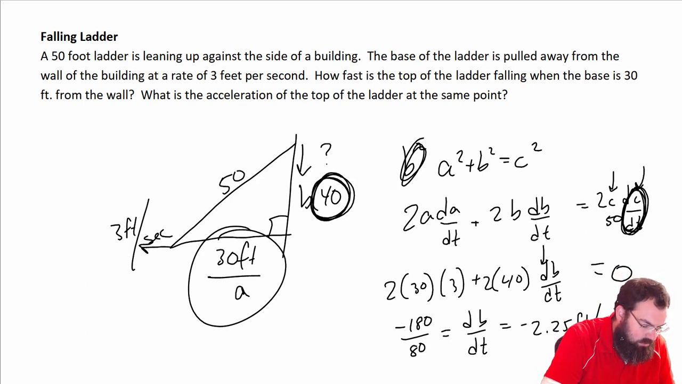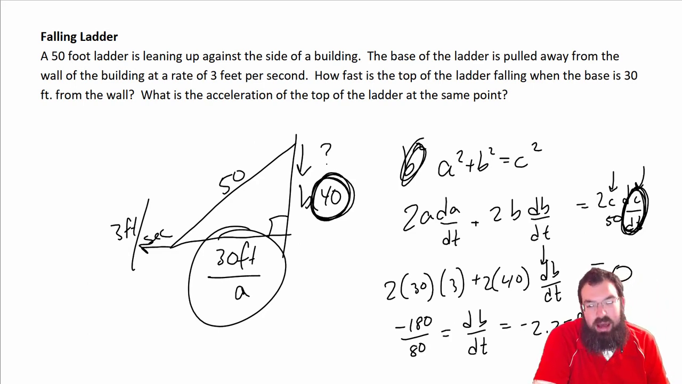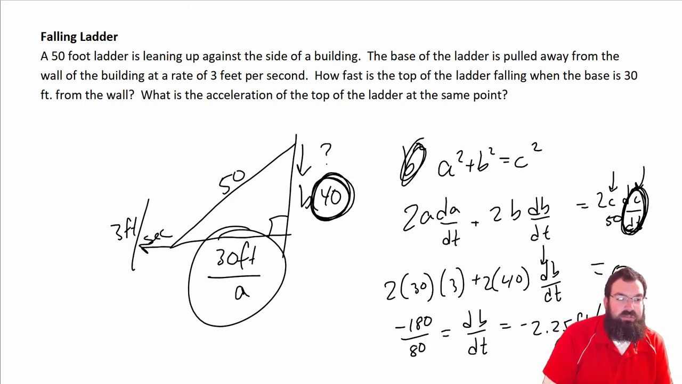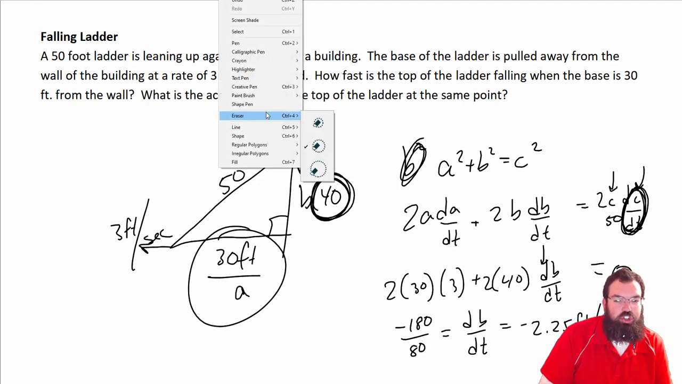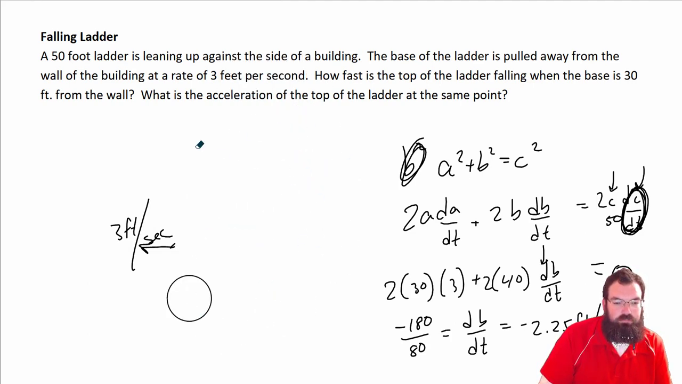All right. What else do I need to do? Oh yeah, I've got to find acceleration. How do I find acceleration? Remember, acceleration is the double derivative. I found the first derivative. Now I need to find the second. So I need to find the second derivative of this implicit equation. Let me erase some stuff. Maybe I'll do it over here, on this side.